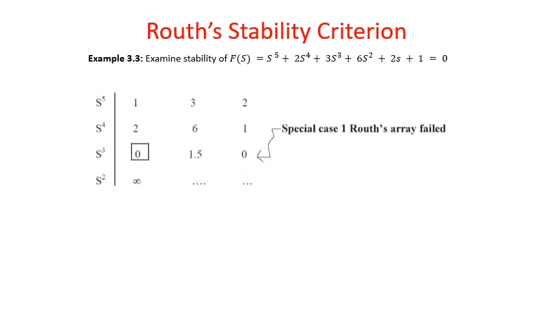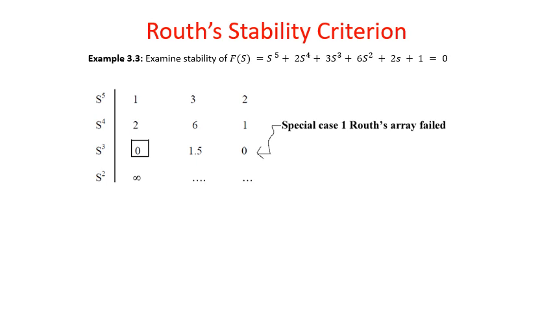So we'll prepare the Routh array. Here n is equal to 5, so s^5, s^4, s^3, s^2, s^1 and s^0. Now the coefficient of s to the power 5 is 1, so we write 1 here. Then for s to the power 3, the coefficient is 3, we write that here. Then for s, the coefficient is 2, we write it here. Next we don't have anything, so it is left blank.